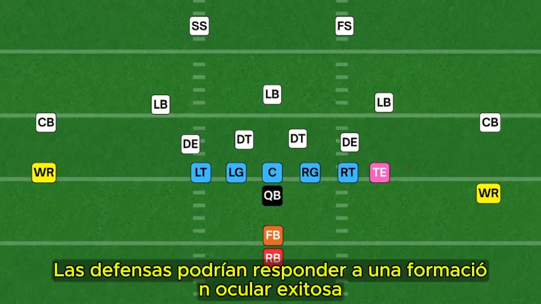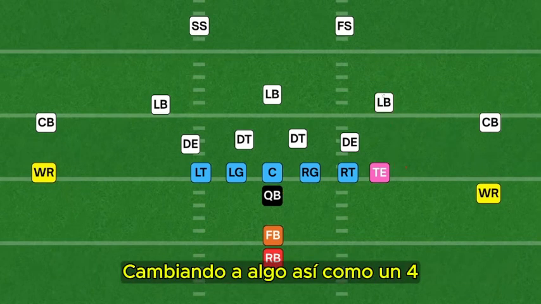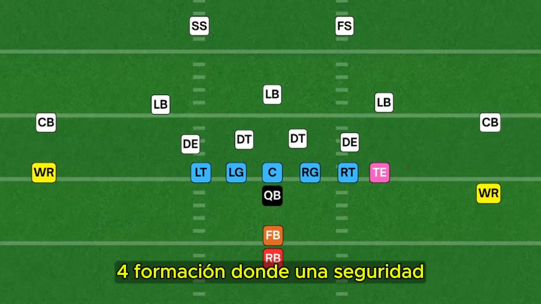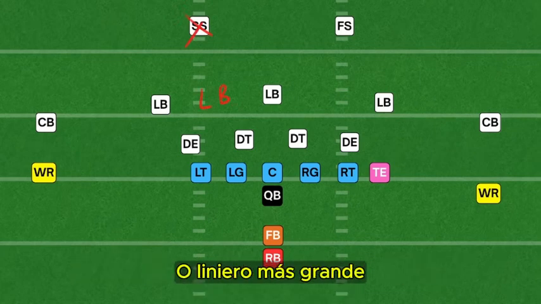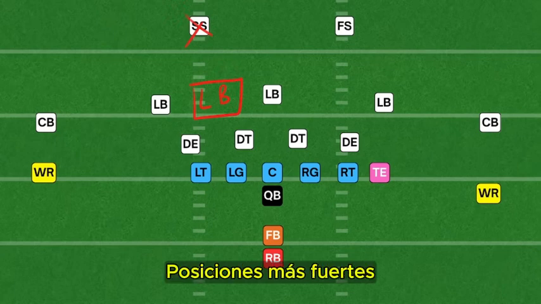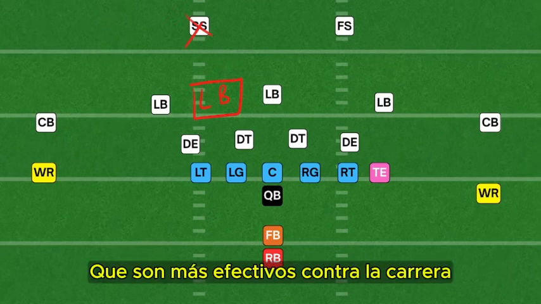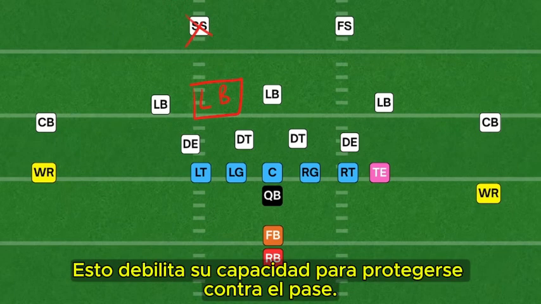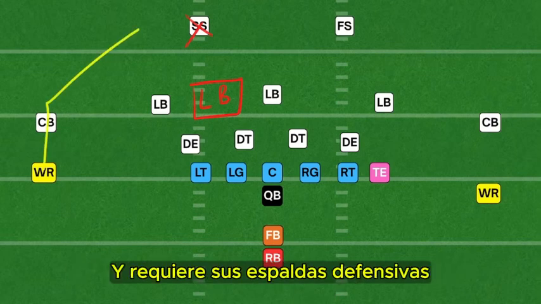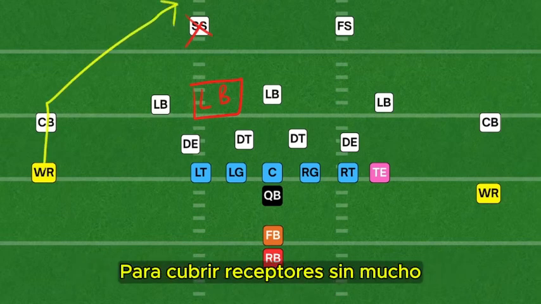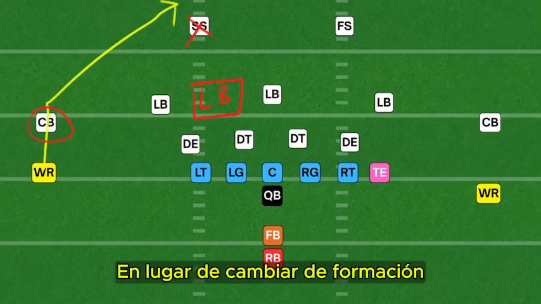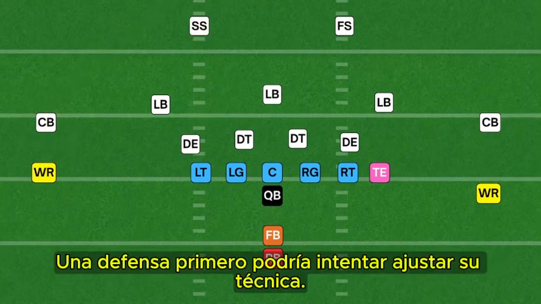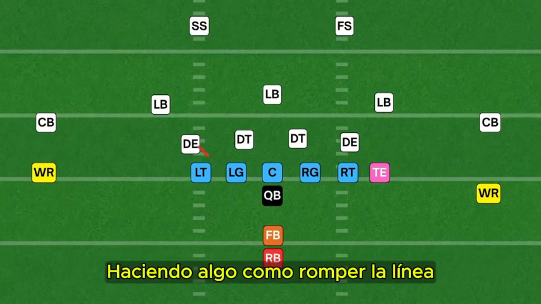Defenses might respond to a successful I formation by switching to something like a 4-4 formation, where a safety or cornerback is replaced with an extra linebacker or lineman. Bigger, stronger positions that are more effective against the run. However, this weakens their ability to protect against the pass and requires their defensive backs to cover receivers without much or any support.